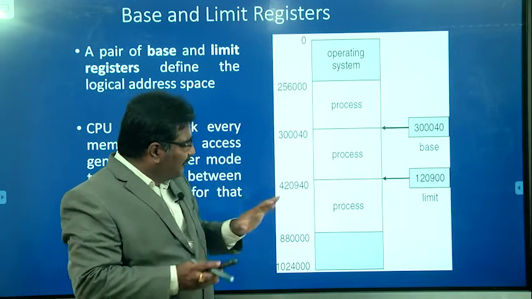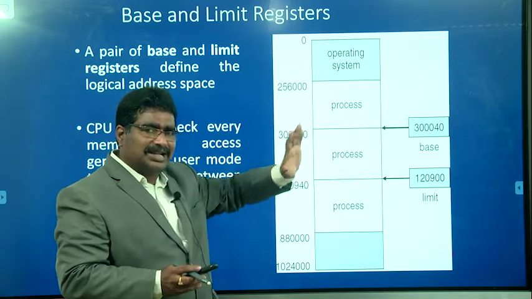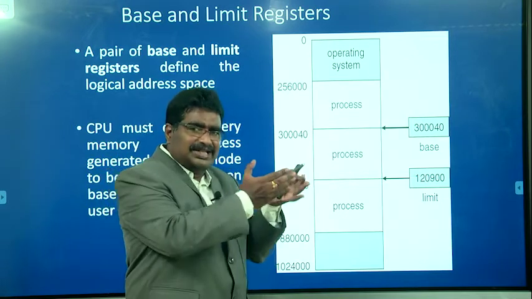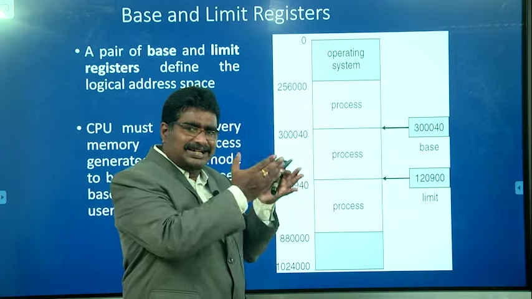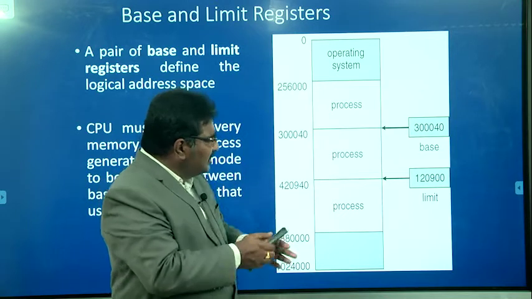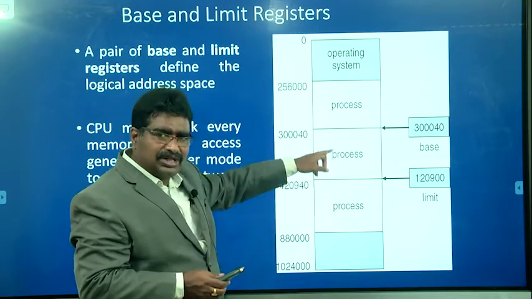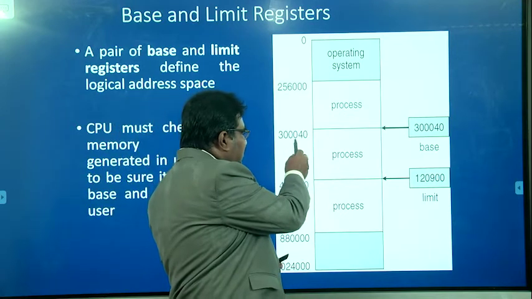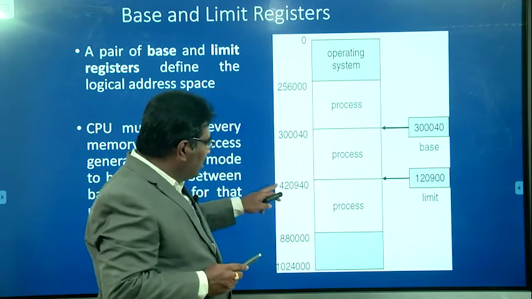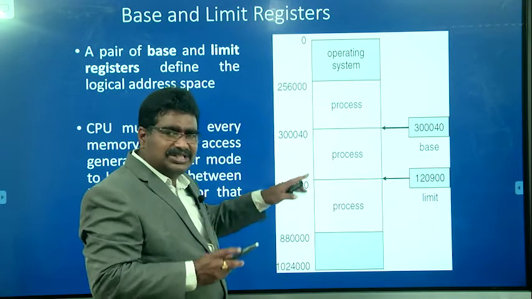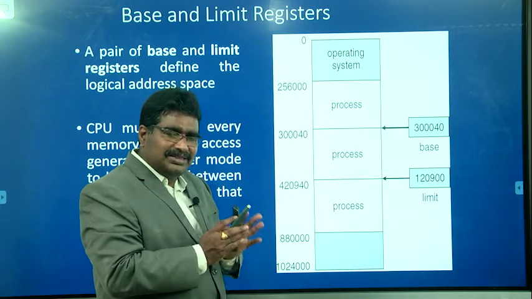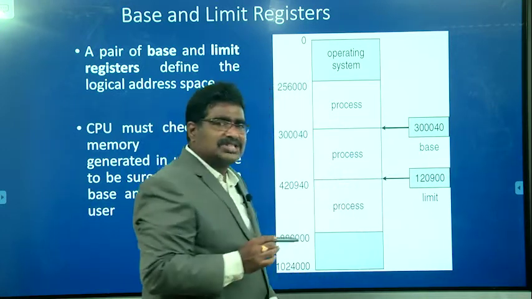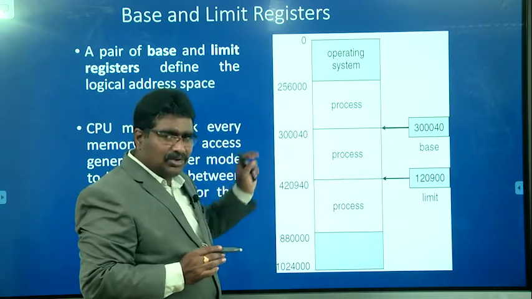For every process the operating system allocates the memory. In that memory, the process related instructions and its related data, the entire thing is stored in the particular memory locations only. So the memory locations allocated are 30040 to 420940. In that, what is the base value? It simply holds the starting address of the particular memory location.